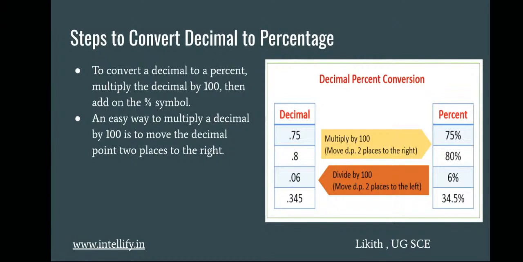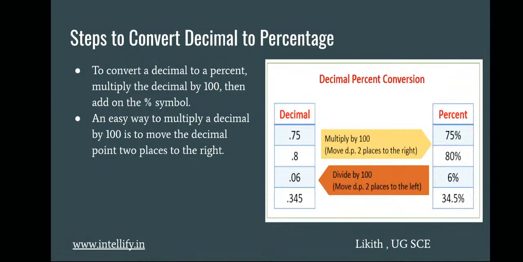Steps to convert decimal to percentage. To convert a decimal to percent, multiply the decimal by 100, then add the percentage symbol. An easy way to multiply a decimal by 100 is to move the decimal point 2 places to the right. If we want to get a percentage, we just multiply by 100, so we get the required percentage.